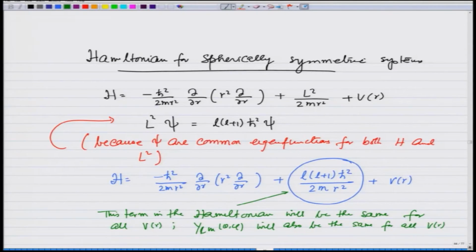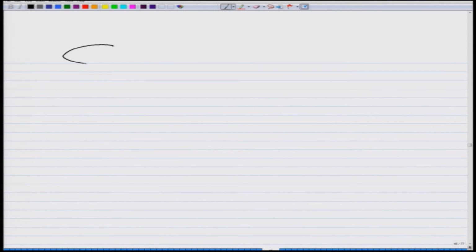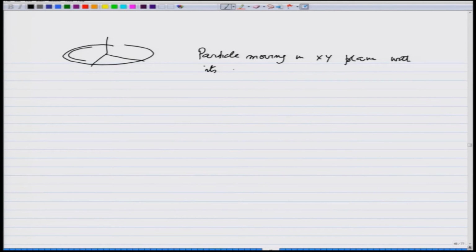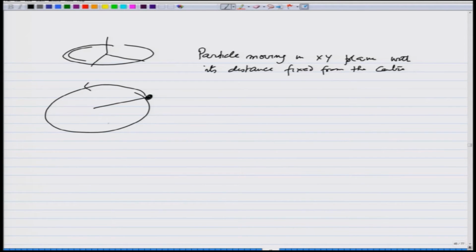Now, before I leave this, we can consider, because of Lz, suppose there is a particle moving in the xy plane, with its distance fixed from the center. So, for example, it could be a rod with a mass here and moving around with no potential. So, let us take V to be 0. Find the energies.